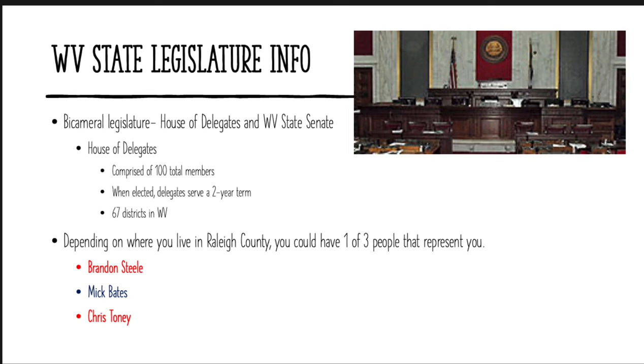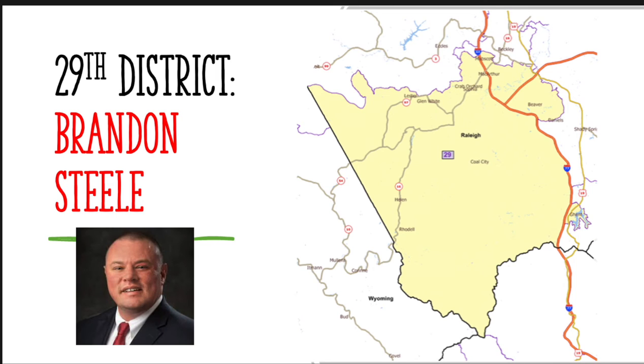Okay? So chances are you probably live in the 29th district under Brandon Steele, because as you can see, if you live in Crab Orchard, Sophia, MacArthur, Mabscott, Coal City, Helen, Rodale, this is all us right here. This is it. Basically, this is the independent school district. Okay, do you see this? With the exception of maybe Beaver and Mabscott. You take Beaver and Mabscott away, this is your school district.